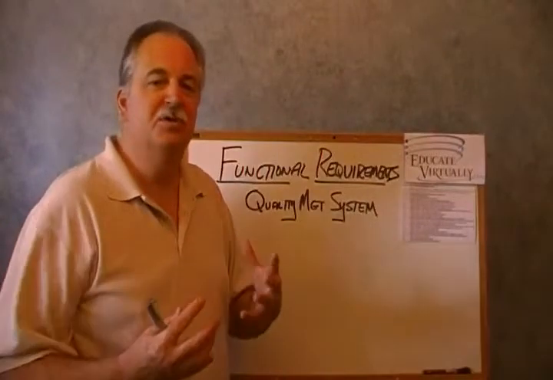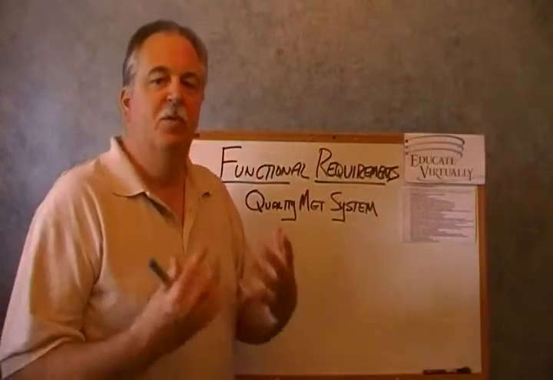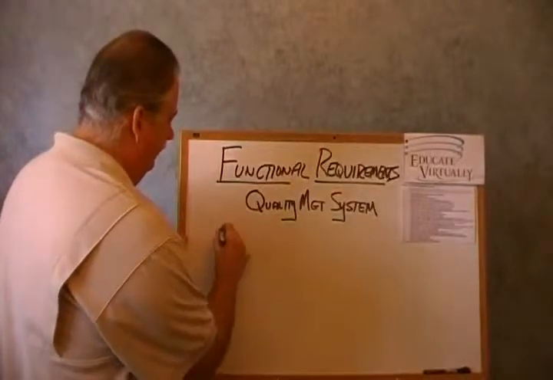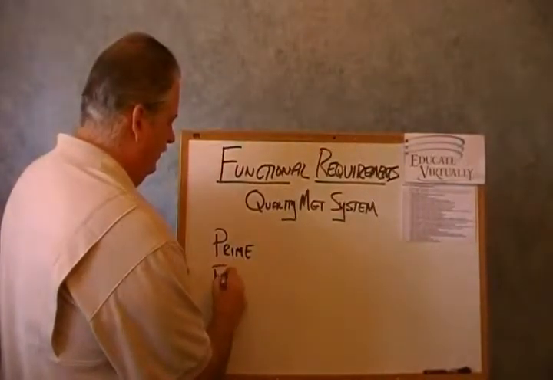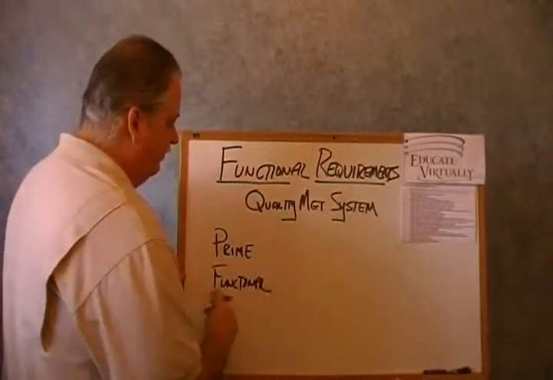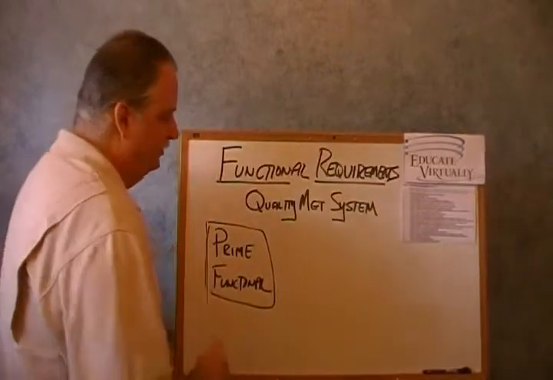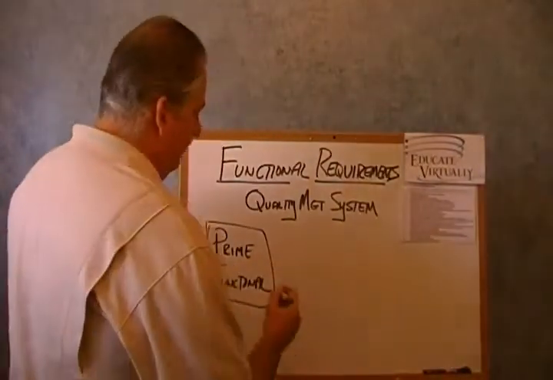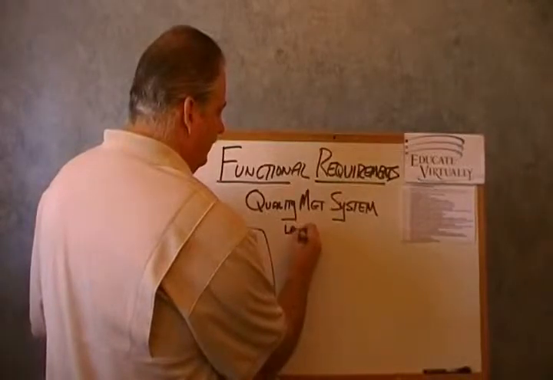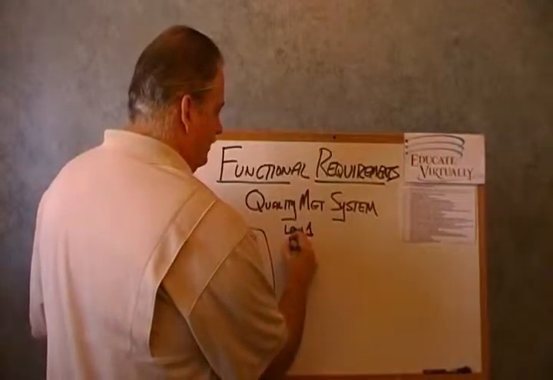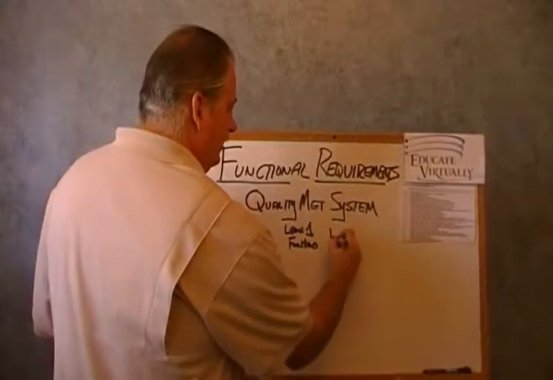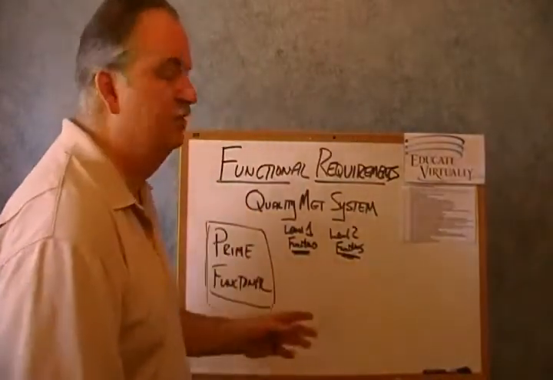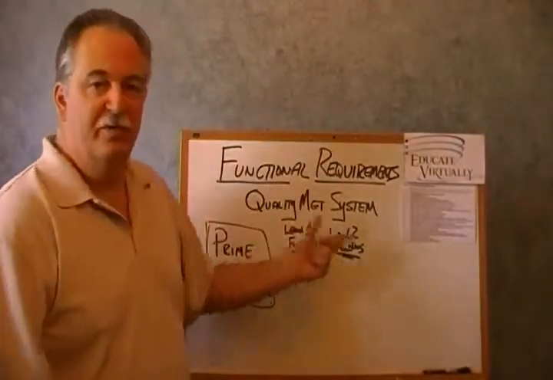So when you begin to build a functional model, which is going to help us with the requirements, what we have to do is start with, and this is the toughest one, a prime function. And this prime function is really the overall descriptor of just what it is that this quality management system is supposed to do. And then from that, we will get into the level 1 functions, and we'll probably get into some level 2 functions, and that's about the depth that we're going to have to get to build the functional requirements for this quality management system.